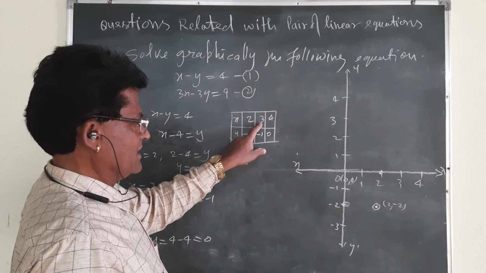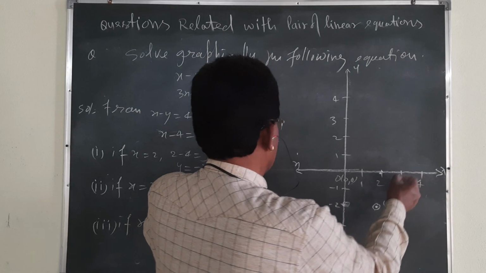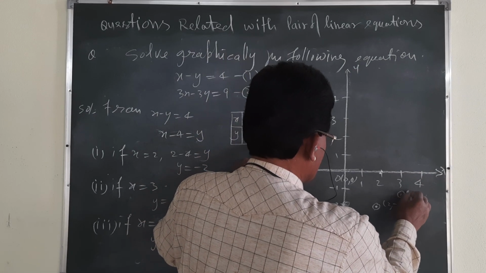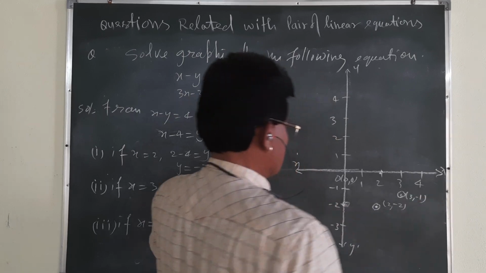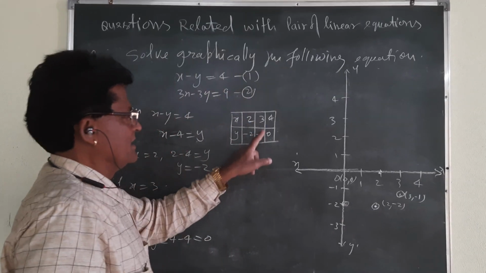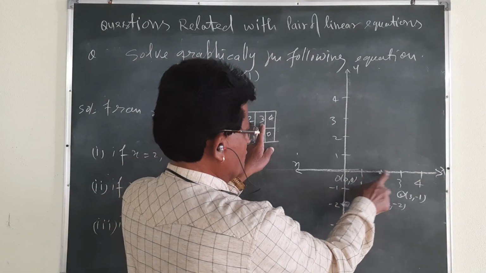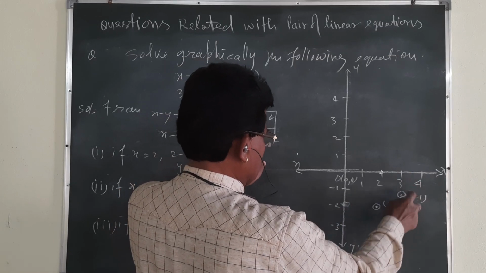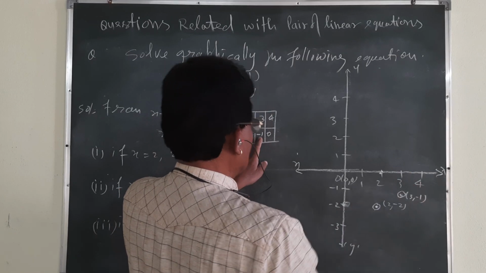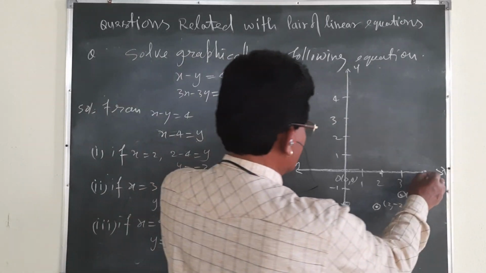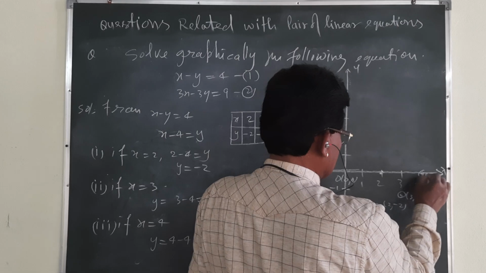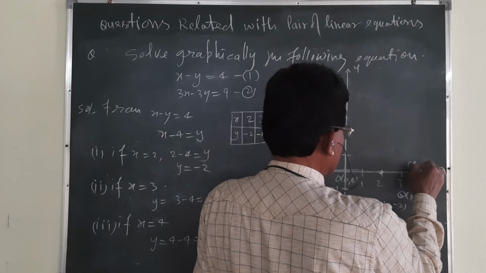Okay, next 3. x is equal to 3 is this one, and y is equal to minus 1. This point will be here. See carefully. x is 3: 1, 2, 3. 3 is this one, and y is minus 1. You draw the perpendicular. This is the point. Next will be 4. x is 4, and y is 0. On the x-axis, y will be 0. This point will be 4 and 0.